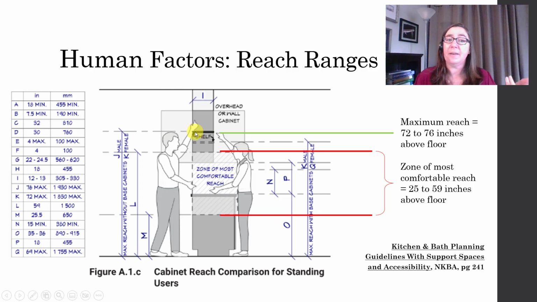I've also highlighted the maximum reach height. Of course, that's going to vary based on your user. But it's typically 72 to 76 inches above the floor. And that's the highest that you want to store anything in your kitchen or bath.